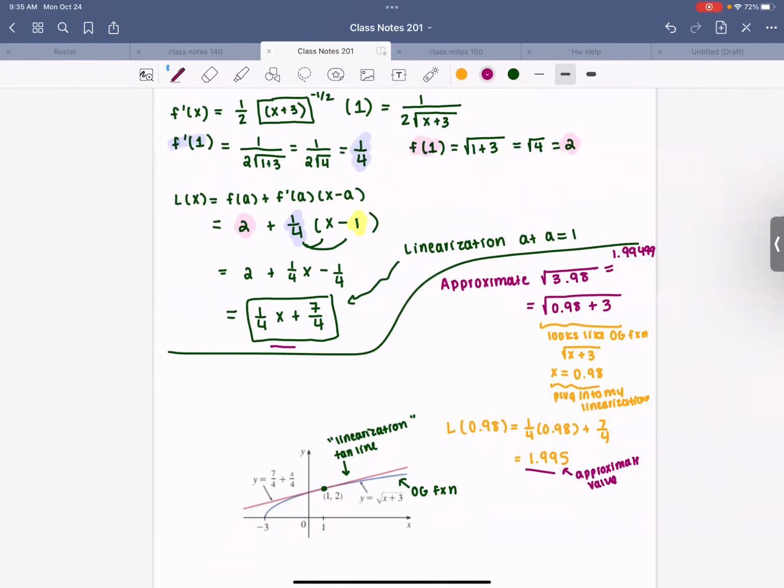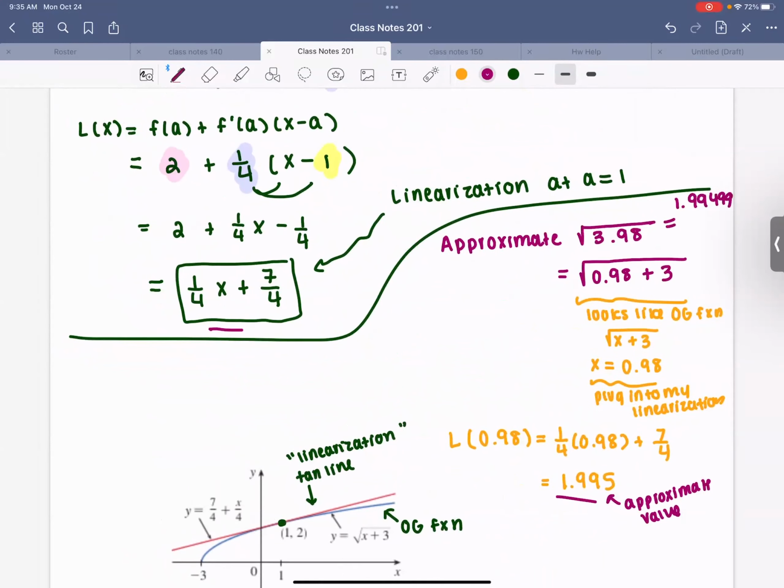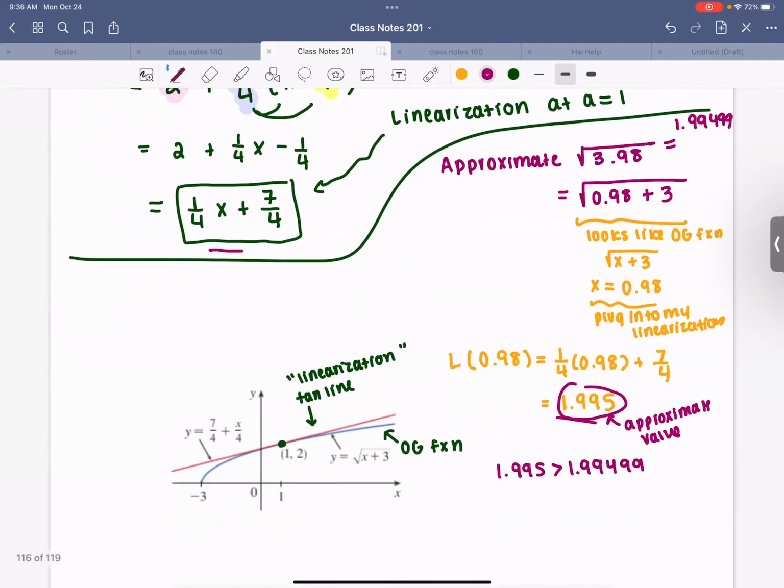Okay. Now the question says, is this approximation an overestimate or an underestimate? What do you guys think? Yeah, so you said, okay, it is an overestimate, right? Because 1.995 is bigger than the actual value 1.99499. So you're like, okay, it's an overestimate.